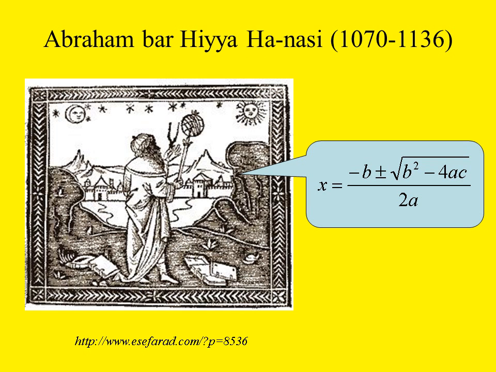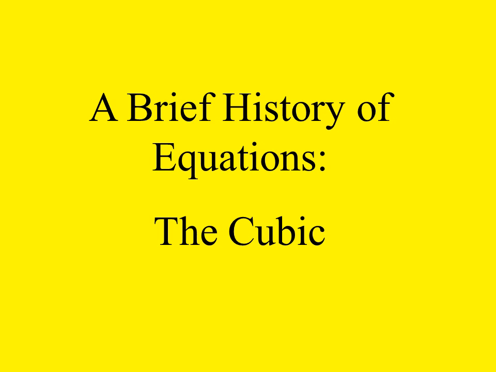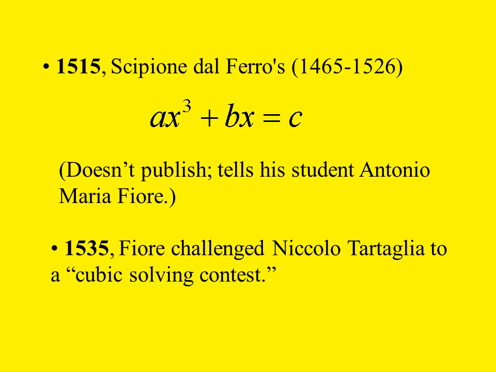The quadratic equation was finally published in its general form in Europe in the 12th century by Abraham bar Hiyya Ha-Nasi in his book Treatise on Measurement and Calculation. A Brief History of Equations. The Cubic. In 1515, Scipione del Ferro managed to solve cubic equations of the form ax cubed plus bx equals c. He did not publish his results, but told them to his student Antonio Maria Fiori.